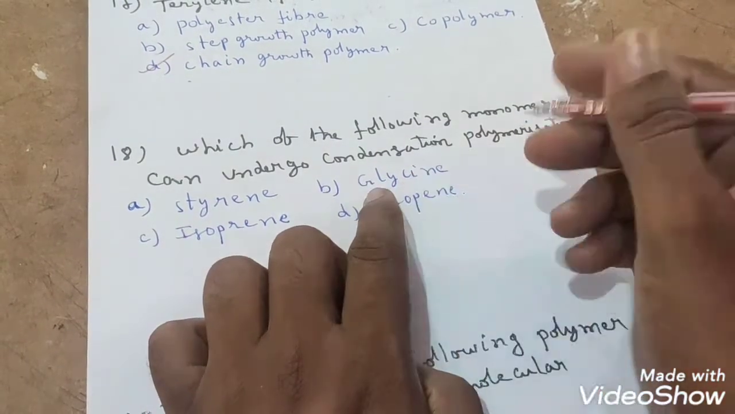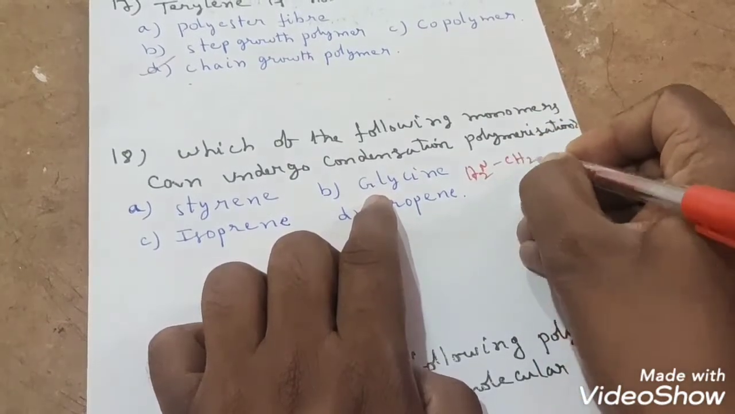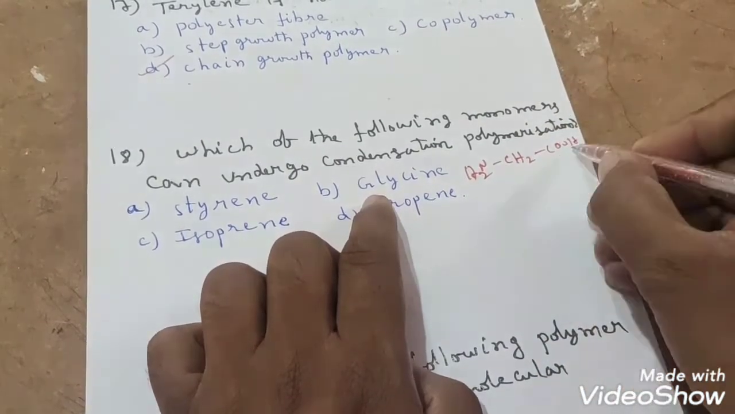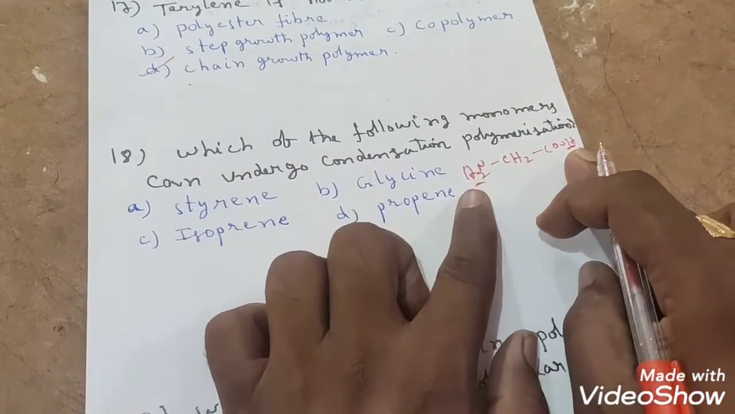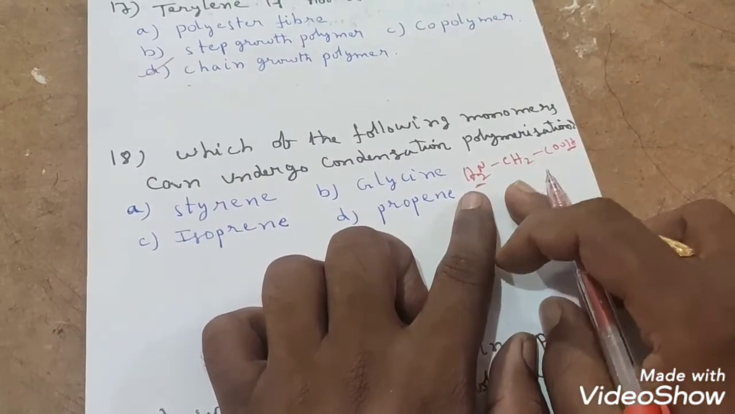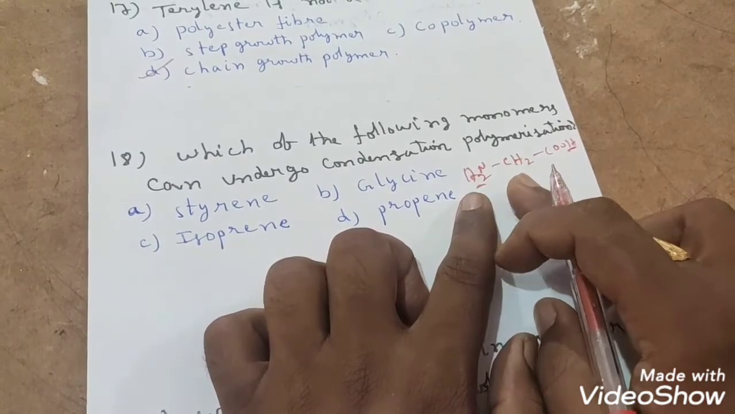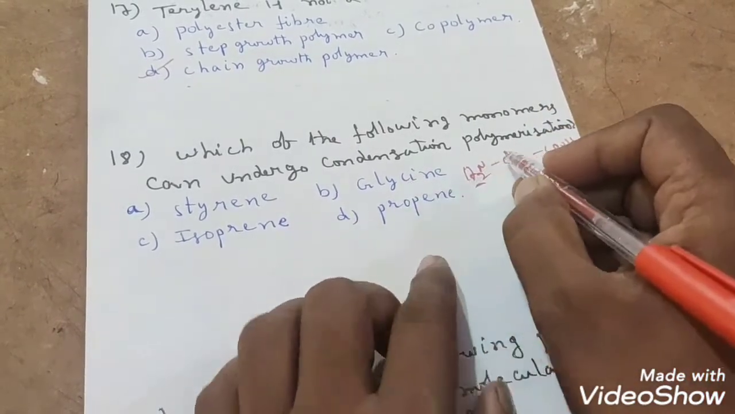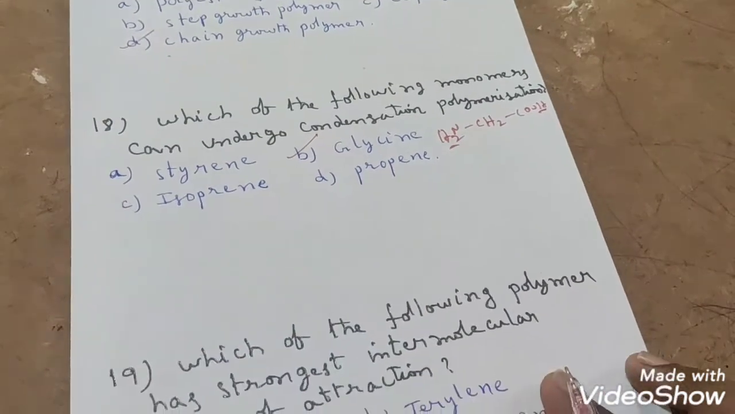But glycine, if you observe, what is the formula of glycine? NH2CH2COOH, correct? So two functional groups are there. One is amine, another one is what? The COOH group. So wherever bifunctional group monomers are present, those monomers will undergo condensation polymerization, students. So glycine is the correct answer. Like this we have to identify.